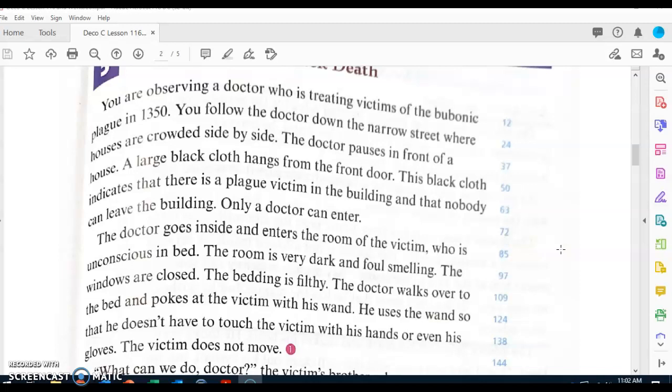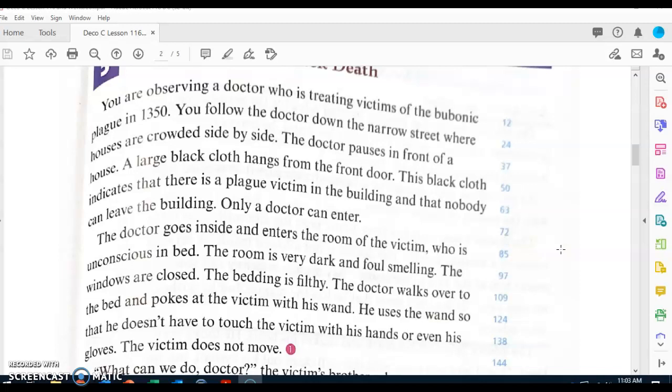The doctor goes inside and enters the room of the victim who is unconscious in bed. The room is very dark and foul-smelling. The windows are closed. The bedding is filthy. The doctor walks over to the bed and pokes at the victim with his wand. He uses the wand so that he doesn't have to touch the victim with his hands or even his gloves. The victim does not move.